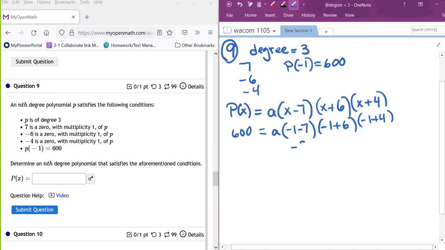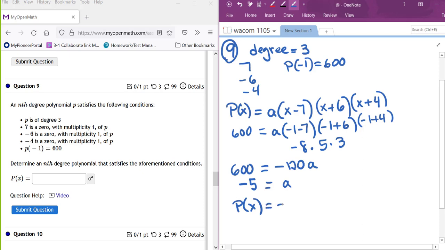So this gives us a -8. This gives us 5 and 3. And so that is 40 times 3. So that is a -120. A equals 600. So divide by -120. And I think it gives us a -5. So then to put your answer in, just replace the a with the -5 and don't multiply it out.